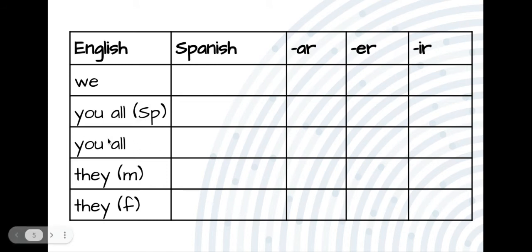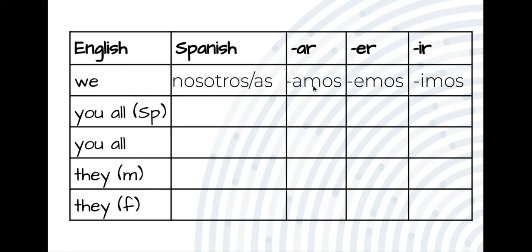This you-all in Spain is going to be formal, so you'd use it in more polite situations, and this one is informal. And then this one would be used for any sort of you-all in any other Spanish-speaking country. So we in Spanish is nosotros, and your endings are amos, emos, imos. You-all in Spain, vosotros, áis, éis, ís. Notice the accent mark is on the same letter of the type of ending it is. AR endings, it's on the A. ER endings, the accent mark's on the E. IR endings, the accent mark is on the I.